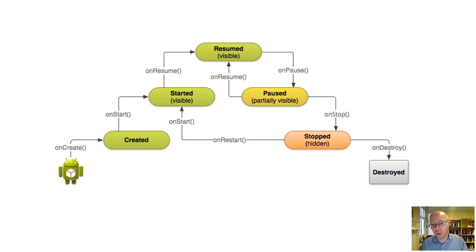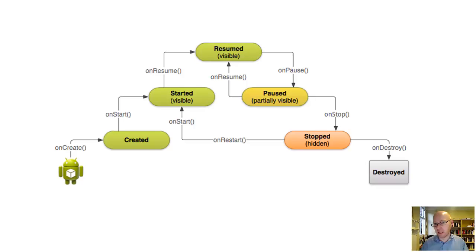If we pause, we go to the pause state, so we're partially visible, and we can iterate between pause and resumed. If we go into the stopped state, onStop is being called, then we're not visible on the screen anymore, but we're not necessarily being kicked out of memory. The user may want to bring us back. And should we ever be called OnDestroy, then we are out of memory.